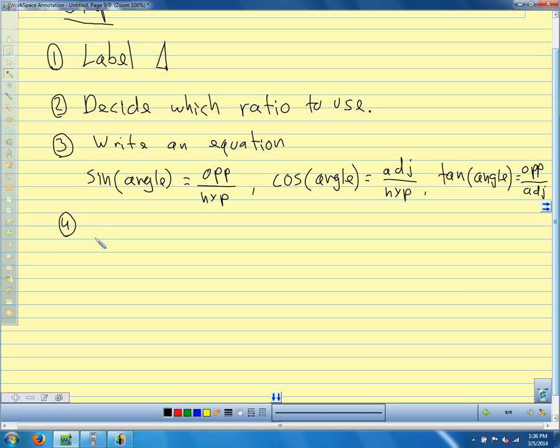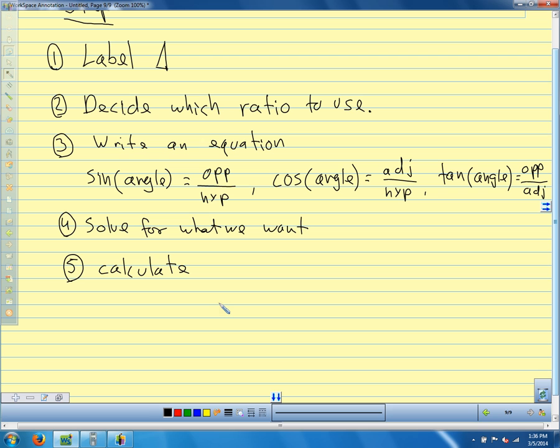Then we will solve for the part that we want. And our last step will be to calculate. And we're going to use our calculators for these problems. And if we follow these steps, do them all correctly, we'll always get the right answer with these trigonometry problems.